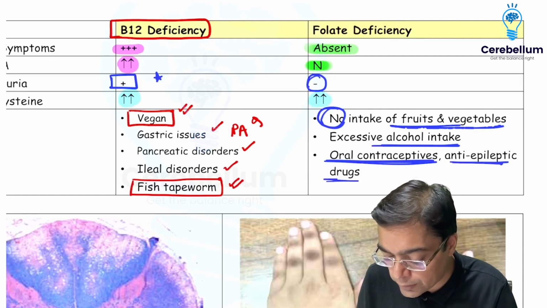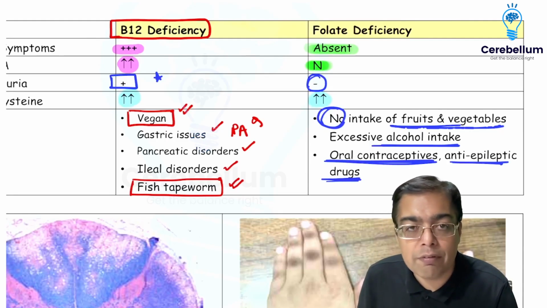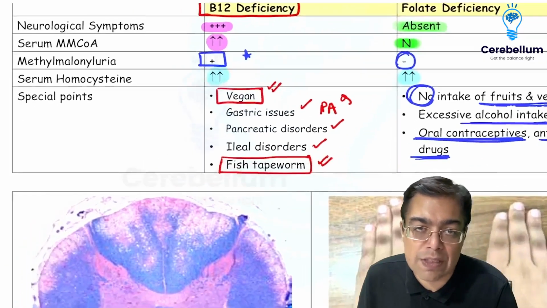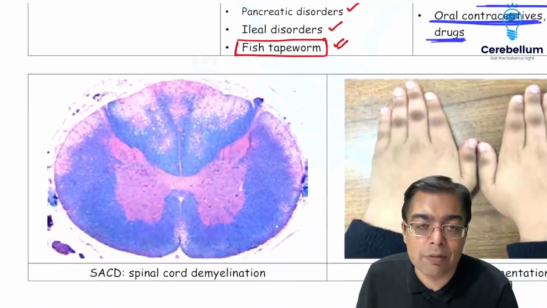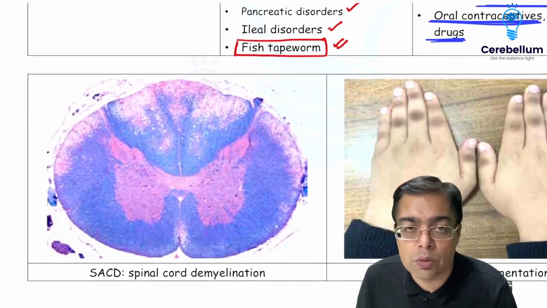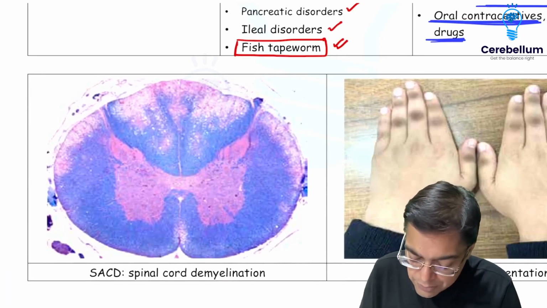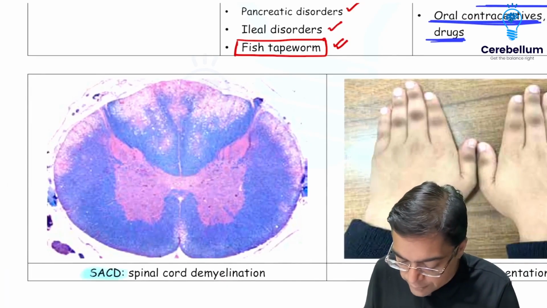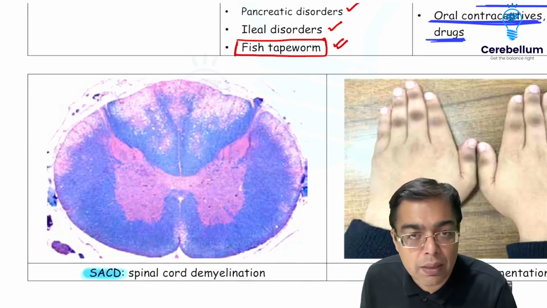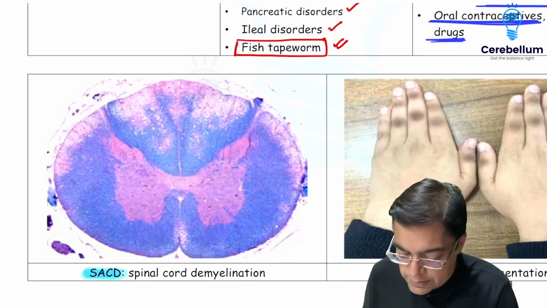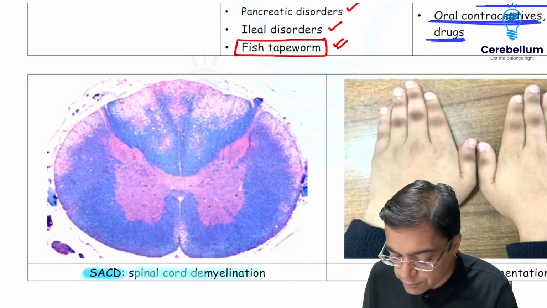Now, whenever we have a patient with B12 deficiency, the patient can develop a classical lesion that is associated with demyelination of the posterior columns. This demyelinating lesion of the posterior column is given the name SACD, that is, subacute combined degeneration of the spinal cord. This is associated with B12 deficiency.